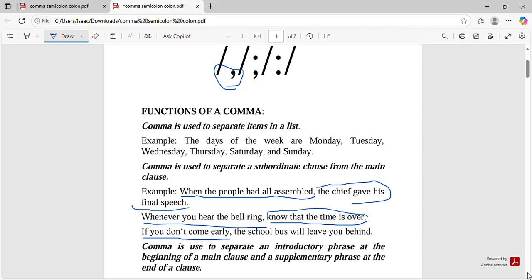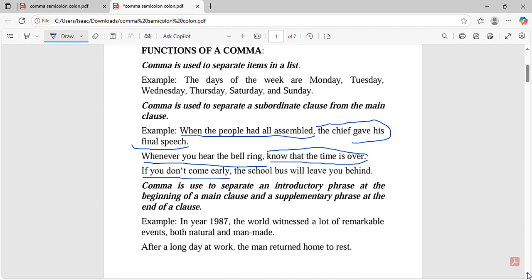All right. So what else? A comma is also used to separate an introductory phrase at the beginning of a main clause, and you can use a comma to separate a supplementary phrase at the end of the main clause. And what do I mean by that? Your introductory phrase could be maybe an adverbial phrase, a prepositional phrase, or a participial phrase. The kind of brief introduction you get before the main clause.